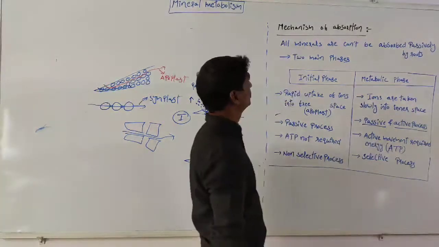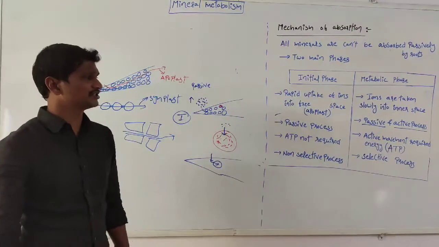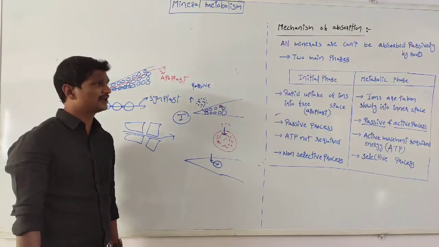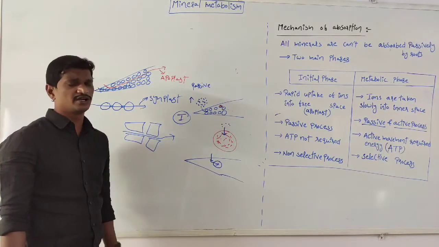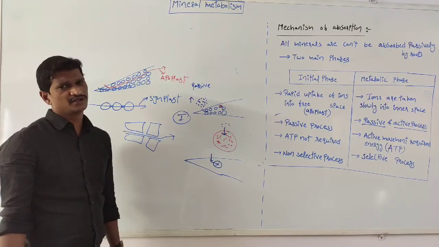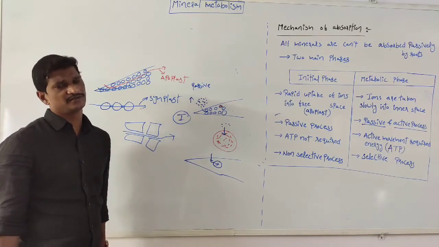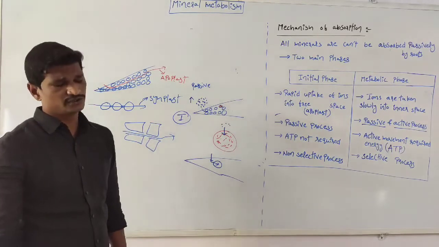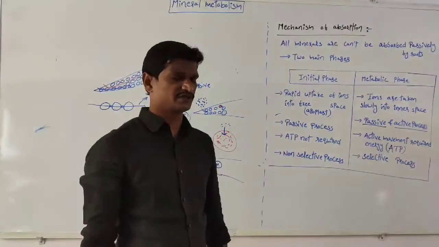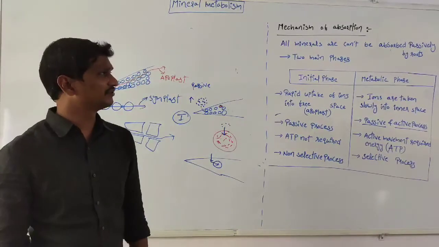So that is about the mechanism of absorption. Remember, the initial phase is from soil to inside inner parts. And the second one is from inner parts to inside the cell. So the second one is called the metabolic phase. The first one is called the initial phase.